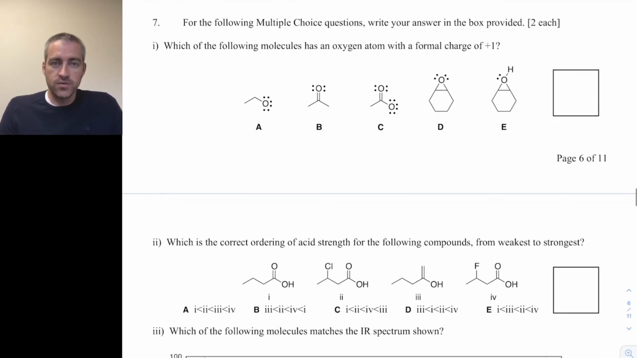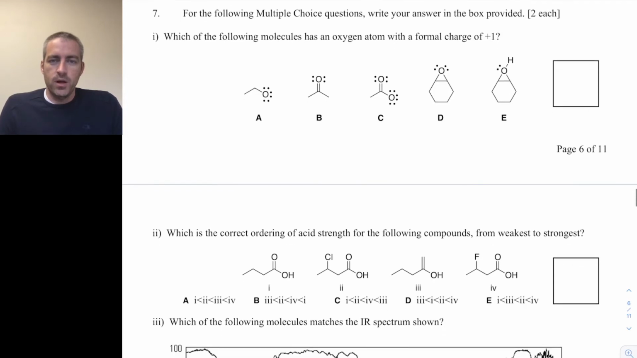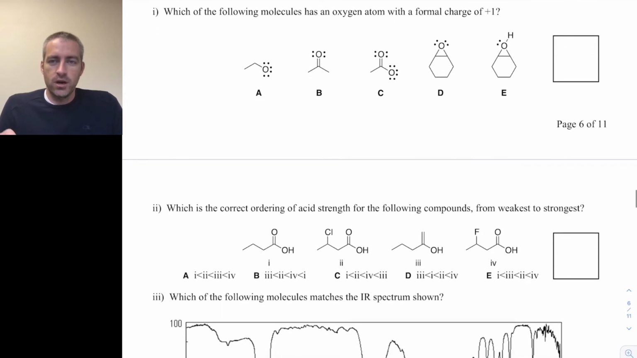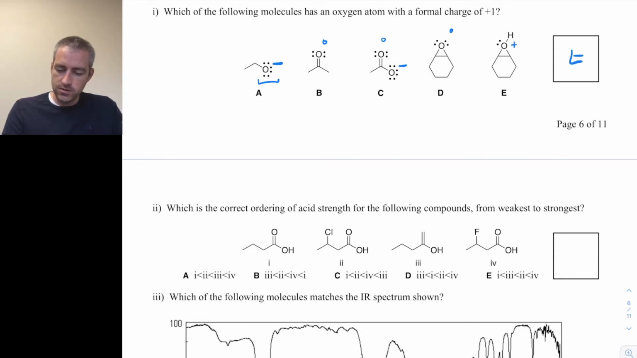Question 7 says, for the following multiple choice questions, write your answer in the box provided. Which of the following molecules has an oxygen with a formal charge of +1? So you can go through each one of them and calculate formal charge. This one has a -1. This one has a 0. This one has a 0 and a -1. This has a 0. And this has a +1. So the answer is E.